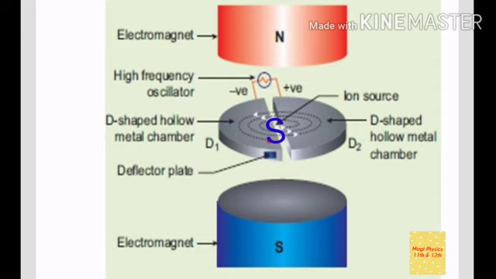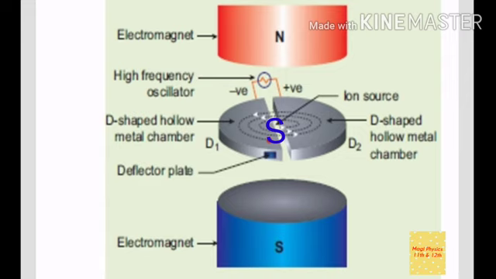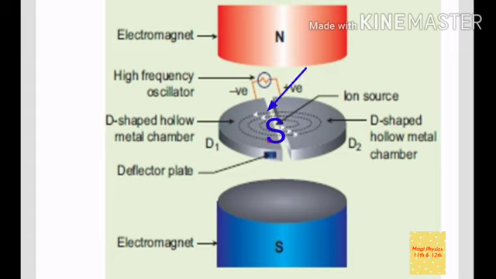The Ds are enclosed in an evacuated chamber and it is kept in a region of uniform magnetic field acting normal to the plane of the Ds. The two Ds are kept separated with a gap and the source S of the charged particle to be accelerated is placed at the center of the gap between the Ds. The Ds are connected to a high frequency alternating potential difference. Next one is the working of the cyclotron.